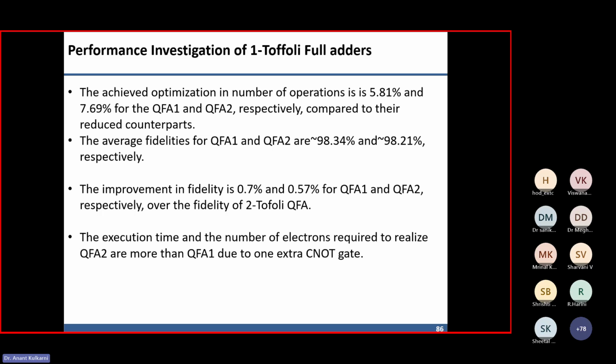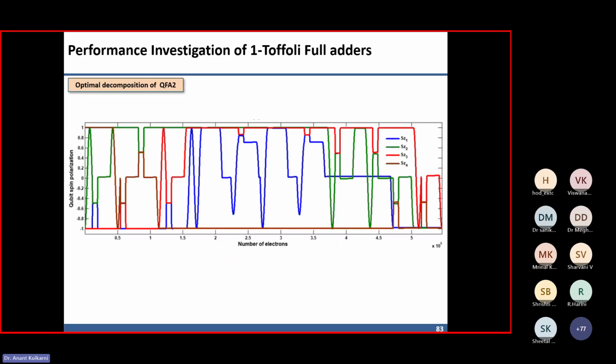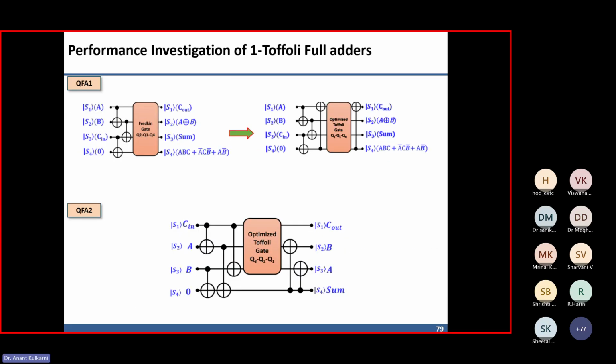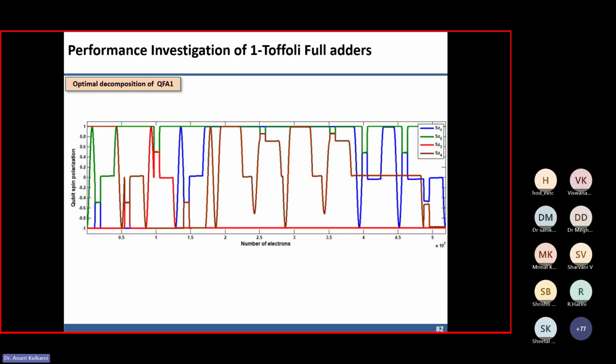The execution time and the number of electrons required to realize quantum full adder 2 are more than quantum full adder 1 due to one extra CNOT gate. This is the reason why the execution time is more for QFA2. If you go back and look, I'm not able to show it to you carefully, but in this one 3 are required, in this one 4 are required. So an extra CNOT is there.